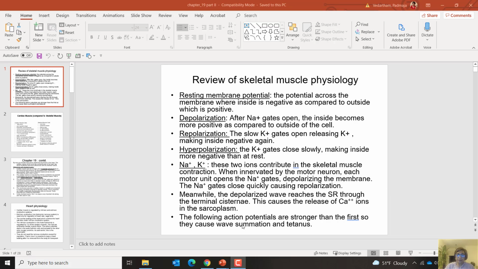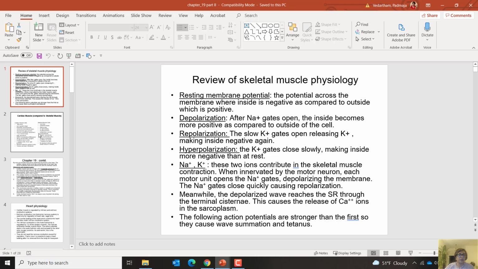Anyway, we also saw in skeletal muscle that the action potentials kind of ride one on top of the other, and they're stronger than the initial ones, so that they cause a wave summation and a tetanus, and that's when the shortening of the skeletal muscle takes place. That is a big difference between skeletal muscle and cardiac muscle: we do not have any tetanus in cardiac muscle. There's only one contraction, and that is a long, sustained contraction. While that contraction is taking place, you cannot have another action potential overriding it. So that is one big difference.